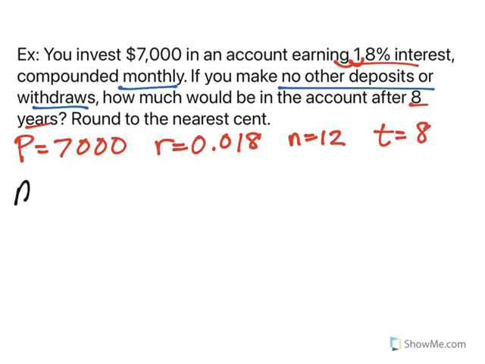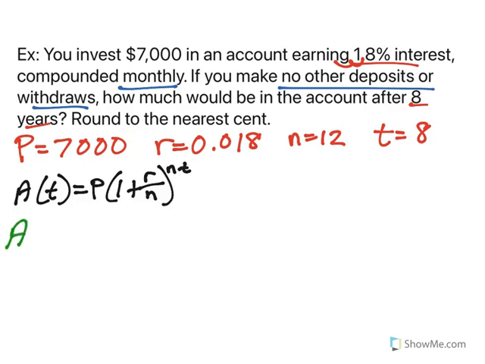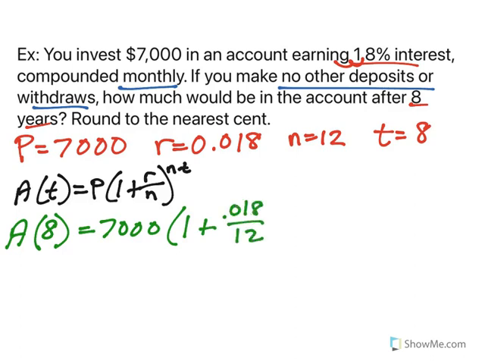So now let's revisit our formula. A sub t equals P times the quantity 1 plus r over n raised to the n times t power. If you sometimes struggle with formulas, I highly recommend that you write it down every time. If you write the formula down in symbols first, then substitute in your numbers, it's going to help you remember and be able to use them more effectively. So now let's substitute in what we know. I want to find the ending amount after 8 years. A sub 8 simply means the amount after 8 years. The principal is 7,000. Then I have 1 plus 0.018 over 12 raised to the 12 times 8 power.